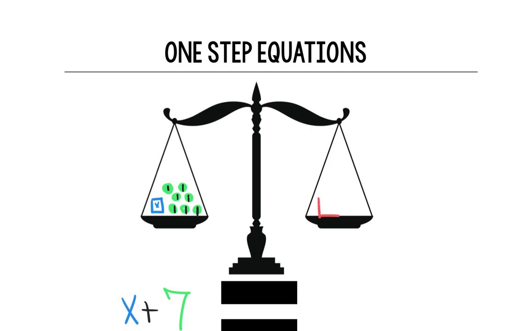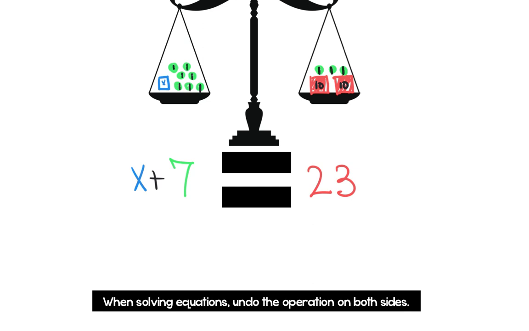So on this side, let's make these big boxes worth 10. So we have 10 here, and then I'll put in 3 ones. These are ones. So on the right-hand side, I have 10, 20, plus 3 more. So that's going to equal 23. This is my equation. My equation is x plus 7 equals 23.